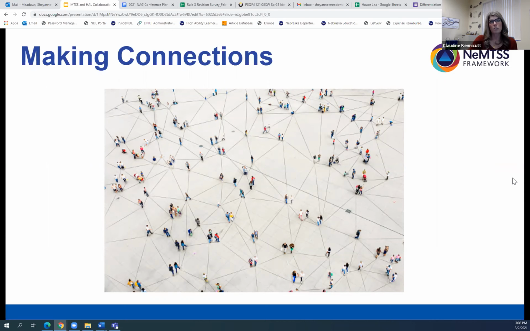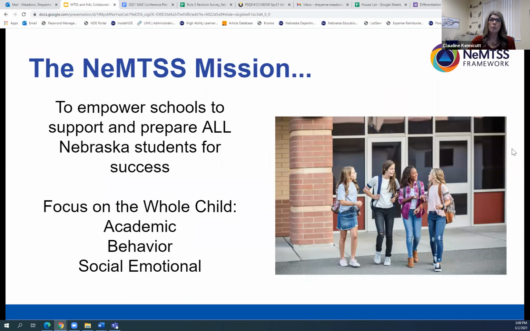And many of your districts already have problem-solving systems in place to support students. We just need to extend that same way of thinking to this particular population of students. So in alignment with the Nebraska Department of Education's mission of equity for all students, our Nebraska MTSS mission is to empower schools to support and prepare all Nebraska learners for success, which includes students and their teachers.